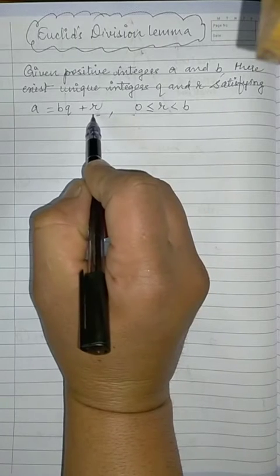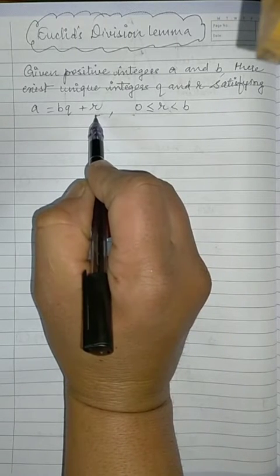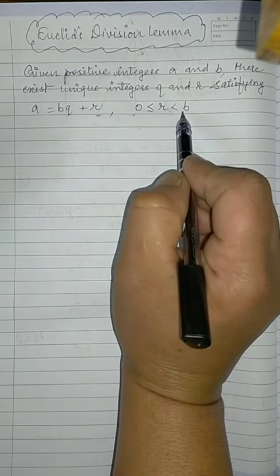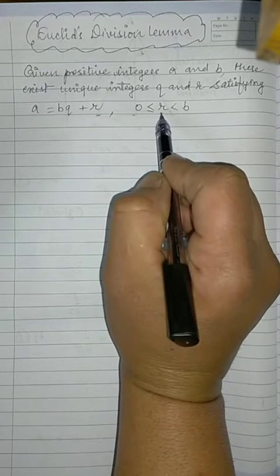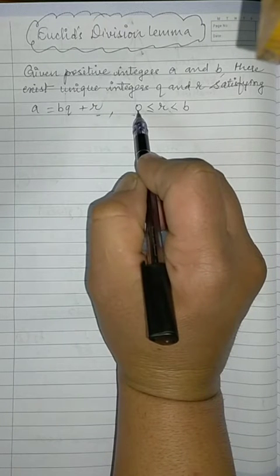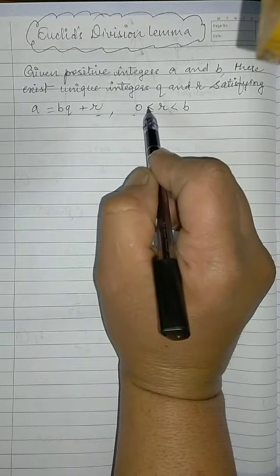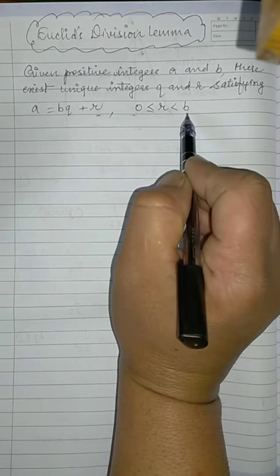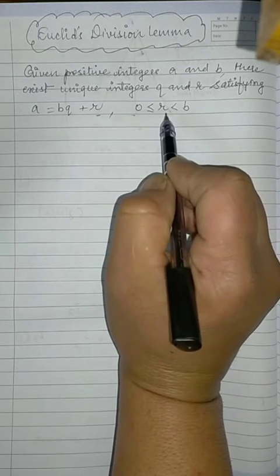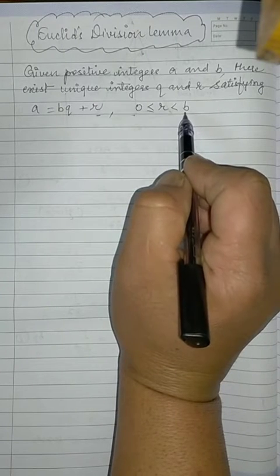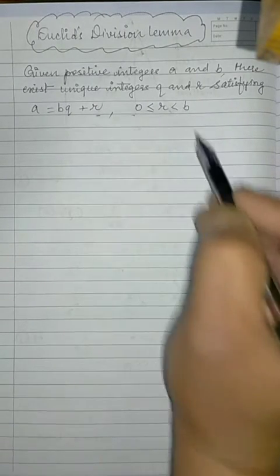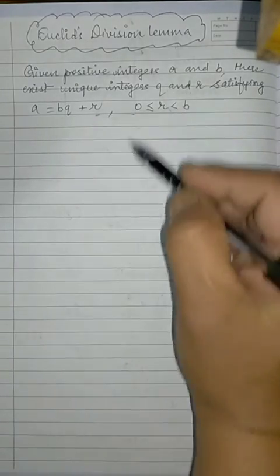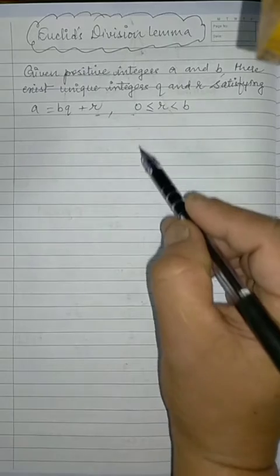Now here we are given a condition about the remainder, that is 0 less than or equal to r less than b, which means that the remainder r can be equal to 0 or greater than 0, but r should be less than b. The remainder should always be less than the divisor, otherwise the division will continue. And if the division continues, then the lemma becomes an algorithm.